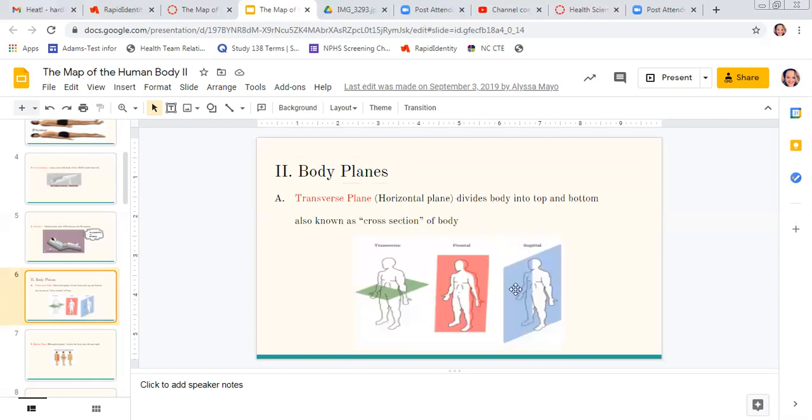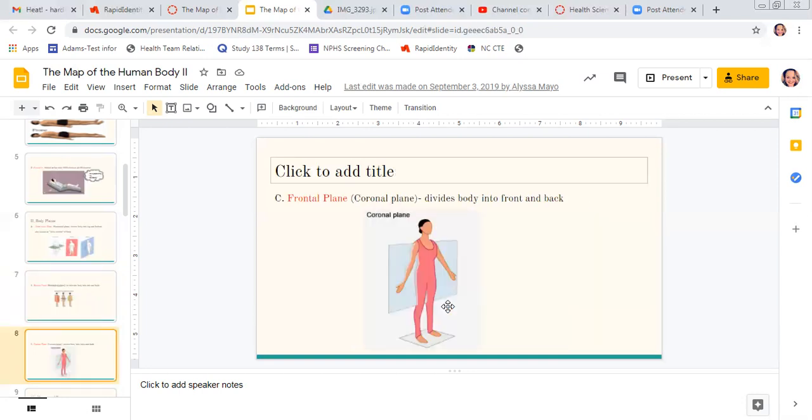I think this is going to be your best study method here: this diagram that I'm pointing to on slide 6, okay? So transverse, top and bottom; sagittal, left and right; and then your frontal plane, which is last, is the front and the back of the body, okay? That can also sometimes be referred to as the coronal plane, but in this class, we typically like to use frontal.